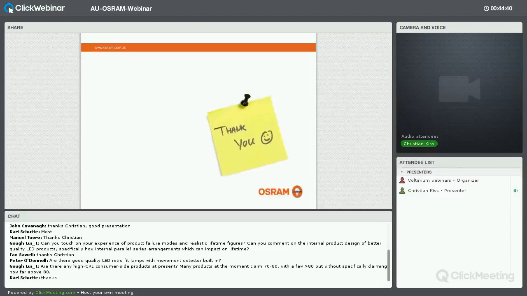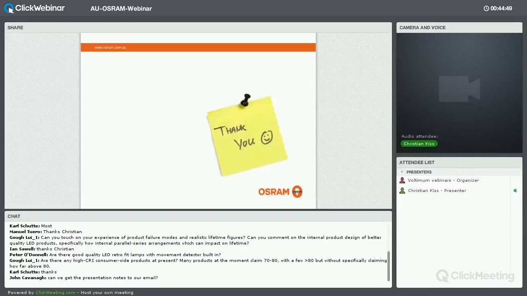And so we've got some questions regarding failure modes of LEDs as well. Let me just quickly have a read. The chat box just went out of my vision there for a second. So there's a question of failure mode, experience with products and realistic lifetime figures. Can you comment on internal product design of better quality LED products? I myself can't comment too closely on the internal product design because my main background in product management is more product marketing. I don't have an engineering background and I'm not involved in the design aspect of it. So unfortunately, I can't comment too much there.